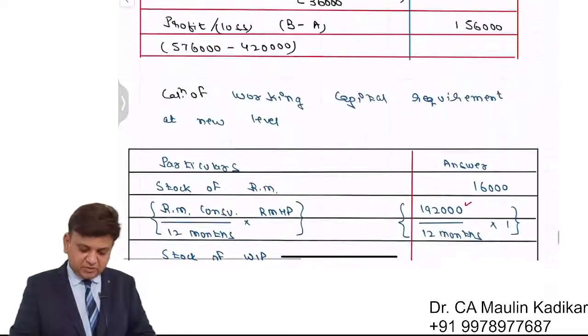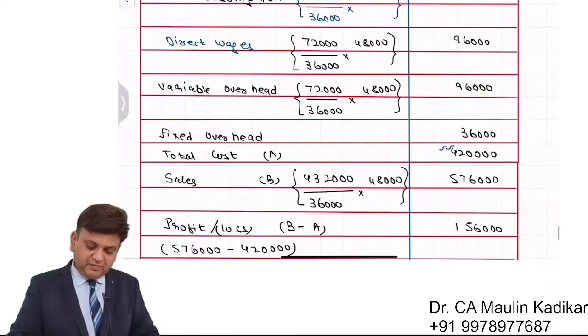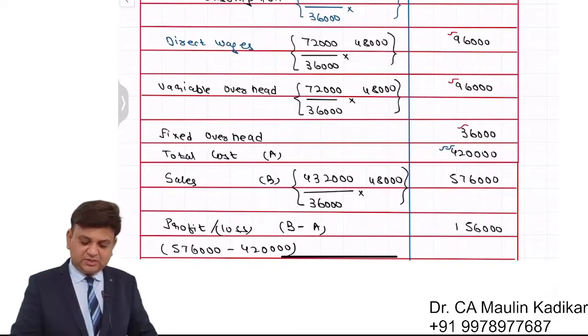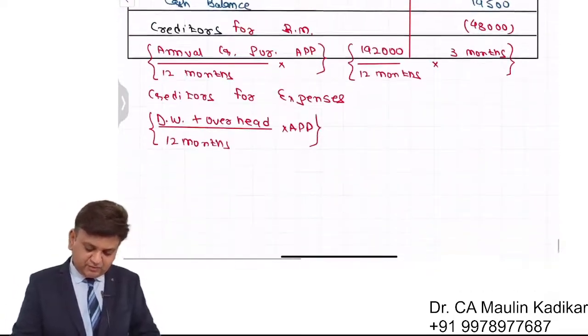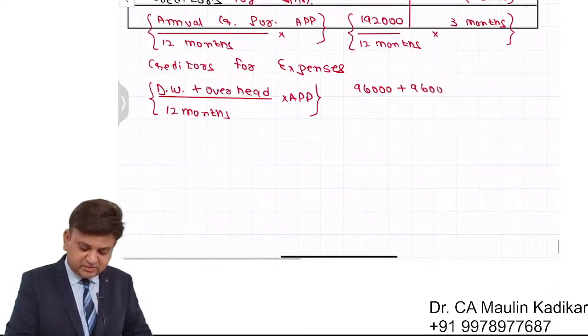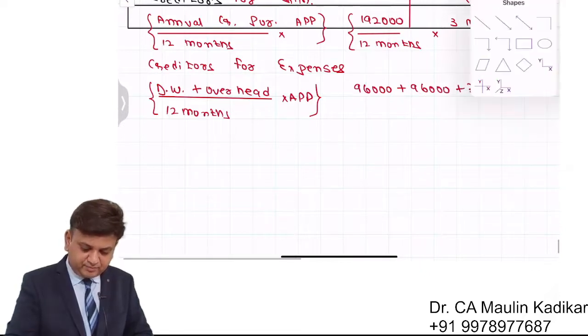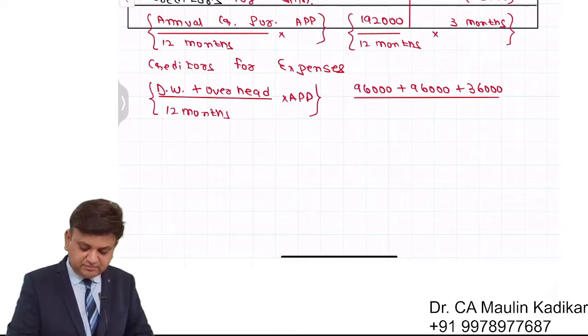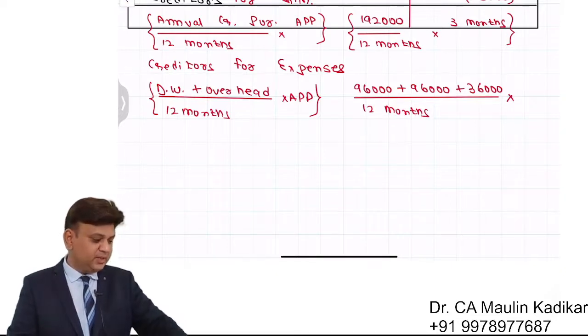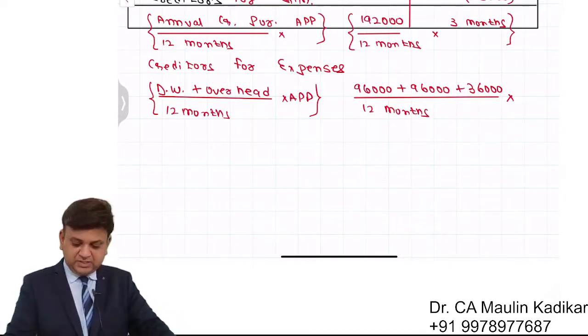So direct wages and overhead expenses will be 96, again 96, 36. We'll make the total of all of them. So it is 96 plus 96 plus 36, divided by 12 months, into the average payment period, which is provided to us for expenses. It is 1 month.